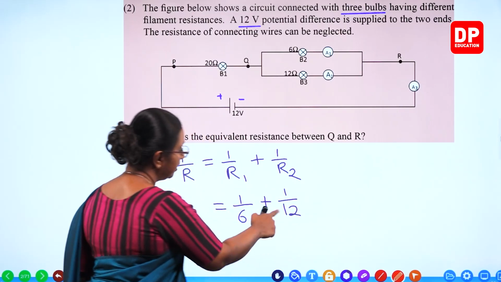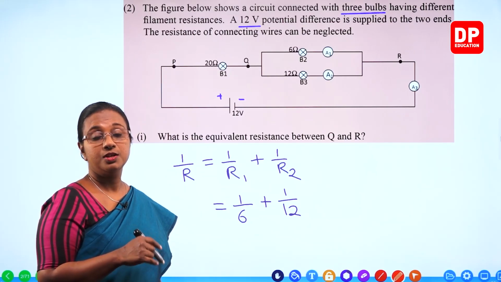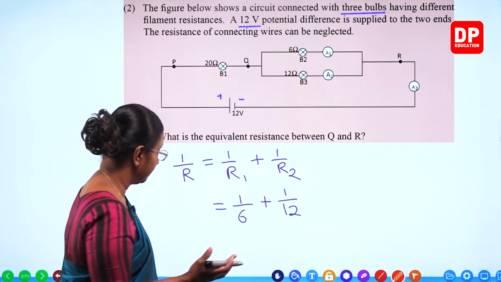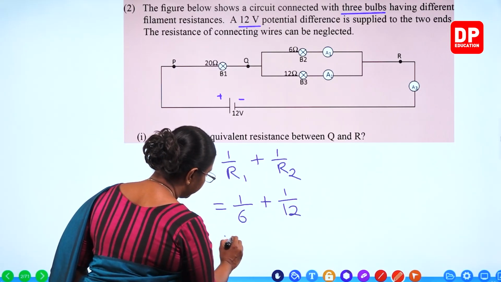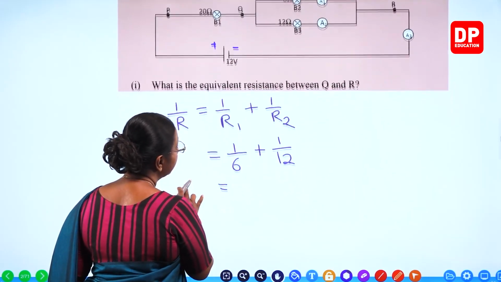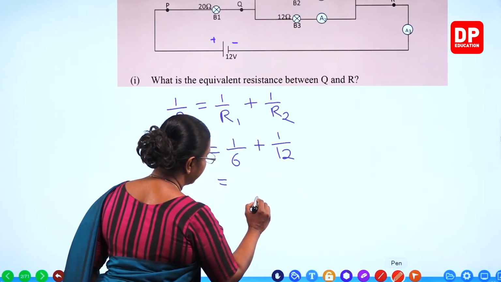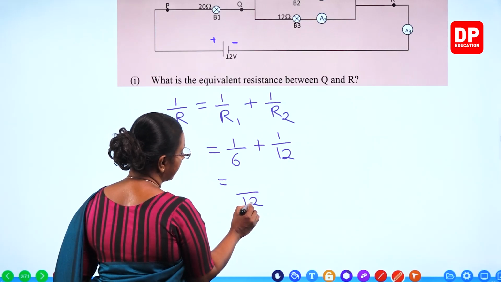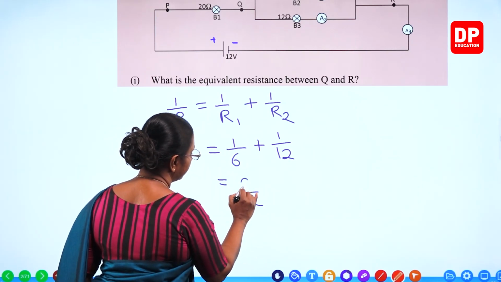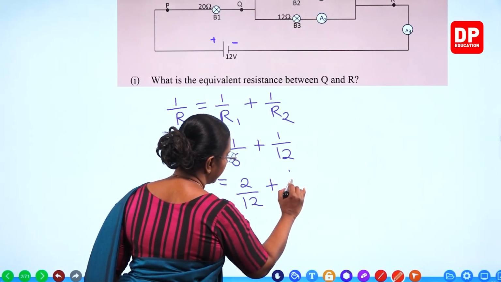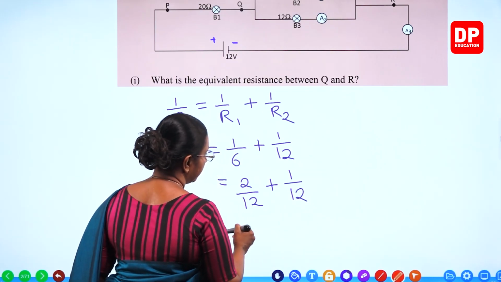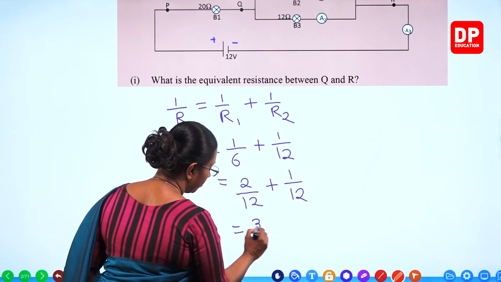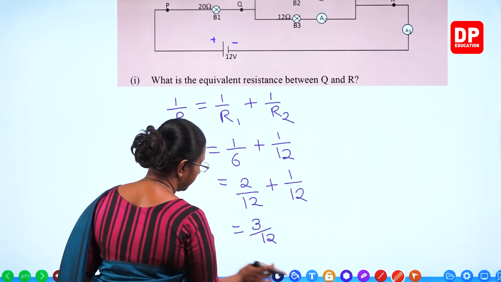Now, here the denominators are different. So, what do we do? We need to take the least common multiple. 6 and 12, if you take the least common multiple, you will know it is going to be 12. So, here 6 into 2 times 12. Therefore, 1 into 2, 2 plus 1 over 12. So that is equal to 3/12.